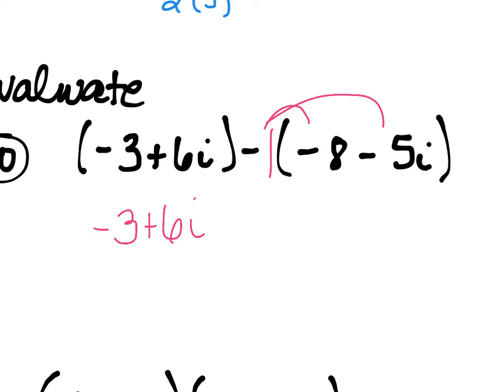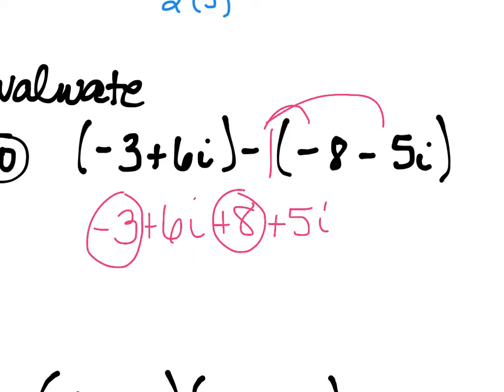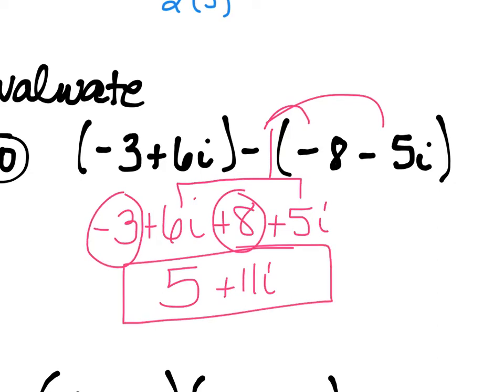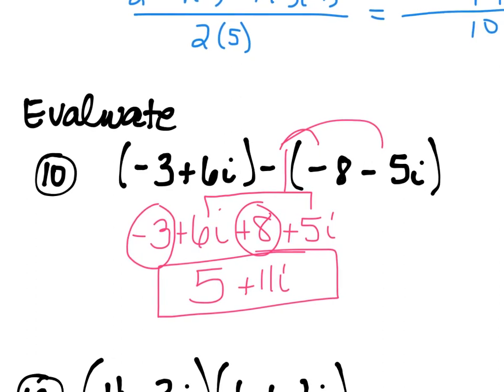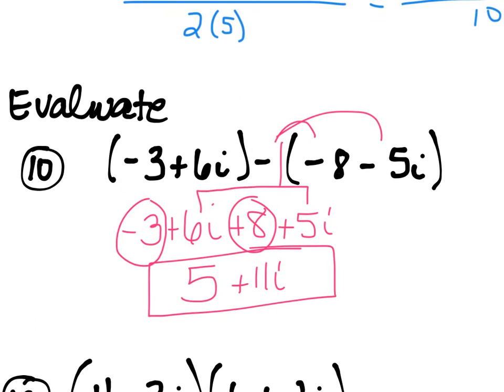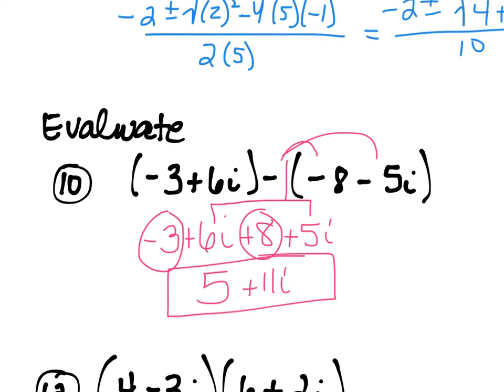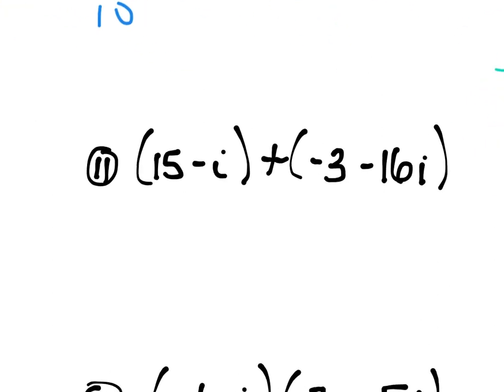Then what's a negative 1 times negative 8? Positive 8. Negative 1 times negative 5. Plus 5. And remember, real goes with real. So negative 3 plus 8 is 5. And then imaginary with imaginary. 6 plus 5 is 11i. What part of this number is real? What part of this number is imaginary? If they give you a complex number and it says which one's real, which one's imaginary.